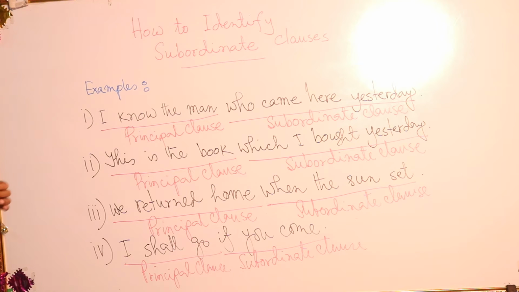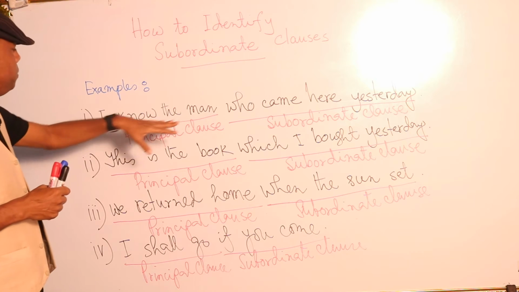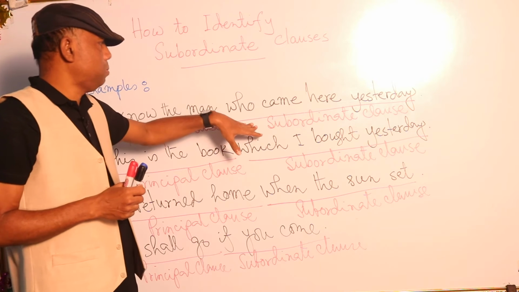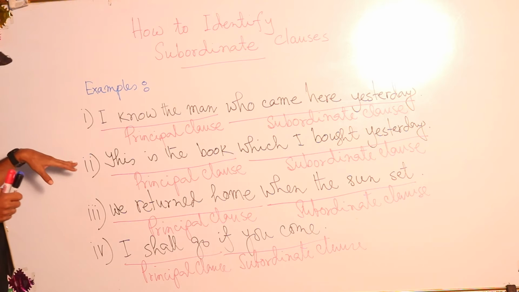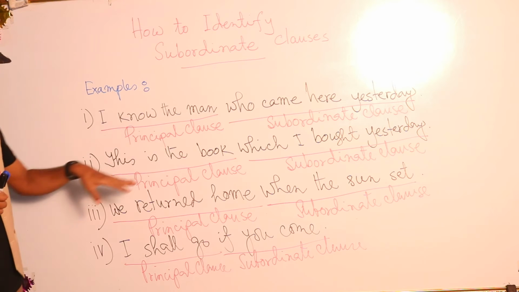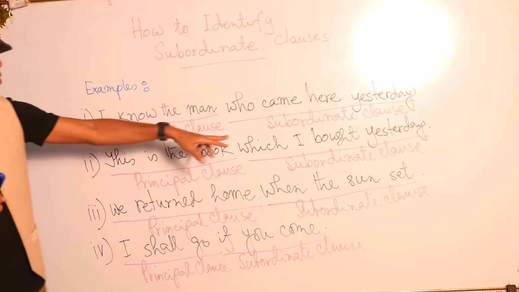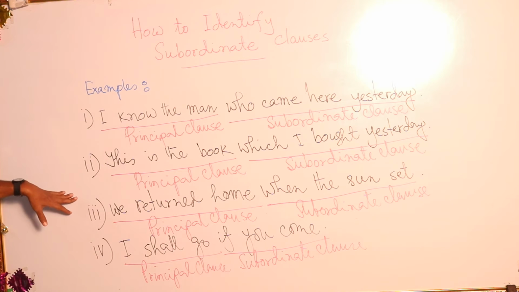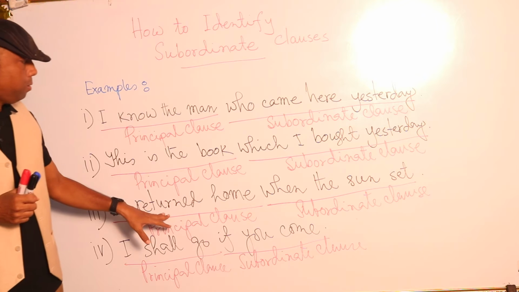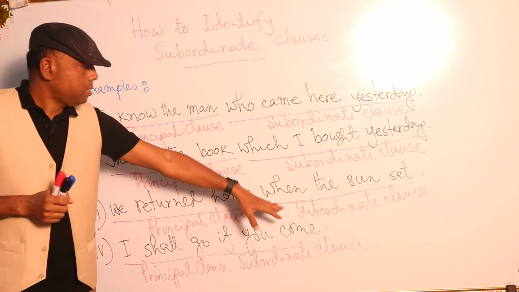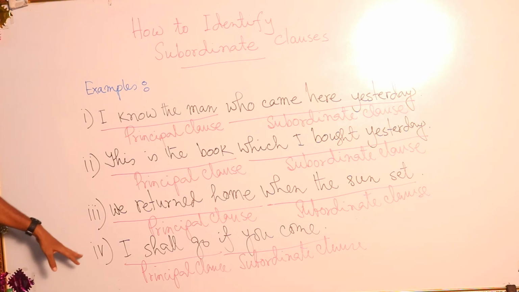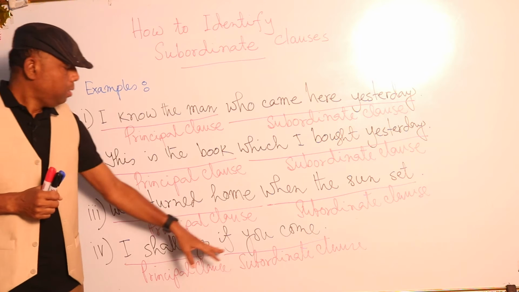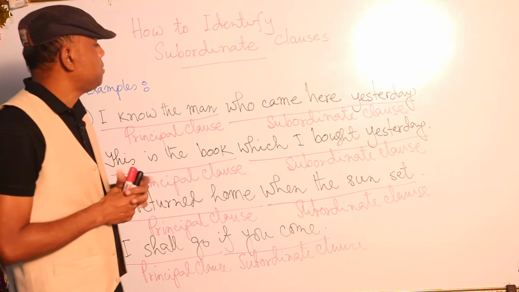I repeat. Example number 1, I know the man, it is a principal clause. Who came here yesterday, it is a subordinate clause. Example number 2, this is the book, it is a principal clause, which I bought yesterday, it is a subordinate clause. Example number 3, we returned home, it is a principal clause, when the sun set, it is a subordinate clause. Example number 4, I shall go, it is a principal clause, if you come, it is a subordinate clause.